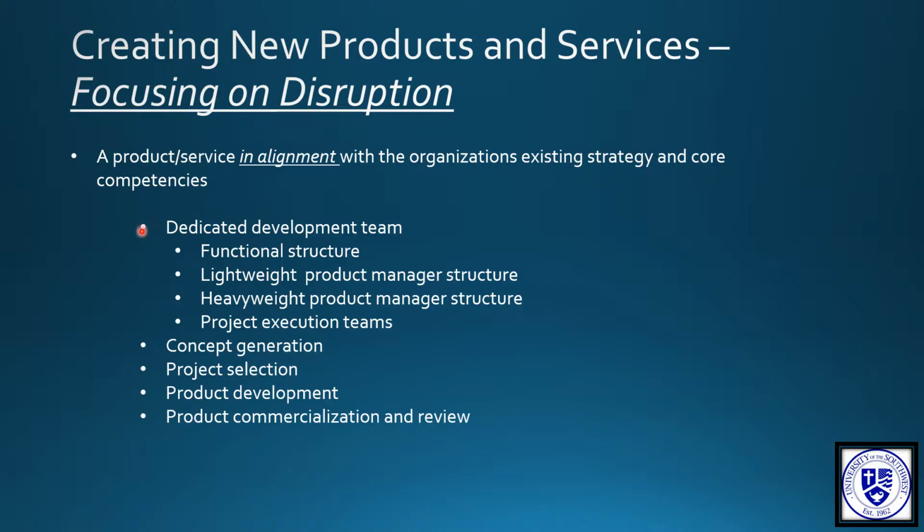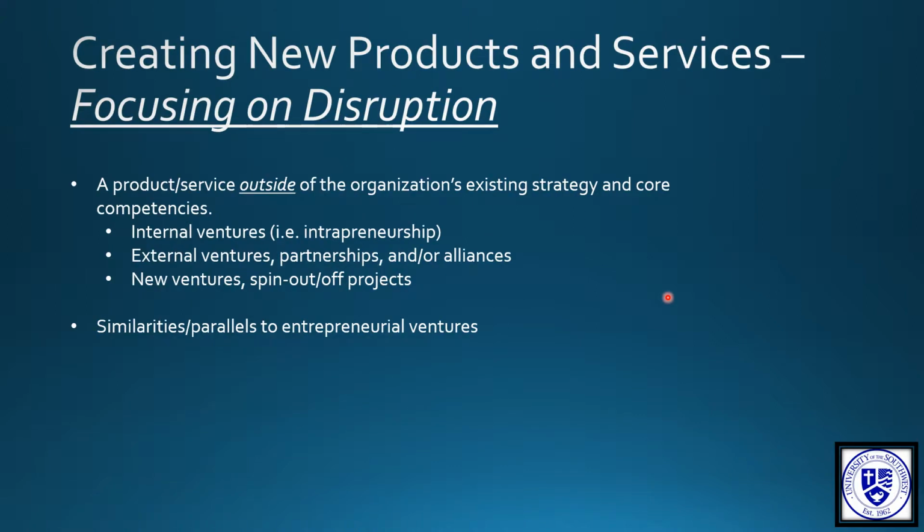So they have a dedicated team. They come up with a concept, hence the term concept car. They might have some 3D mock-ups of it. They might do the full scale concept, make one production version of it. And if the project gets selected for full development, then they'll develop it and take it to market for full commercialization of this new vehicle. So these are the steps that we go through if we're trying to come up with a product or service that aligns with our existing strategy or core competency.